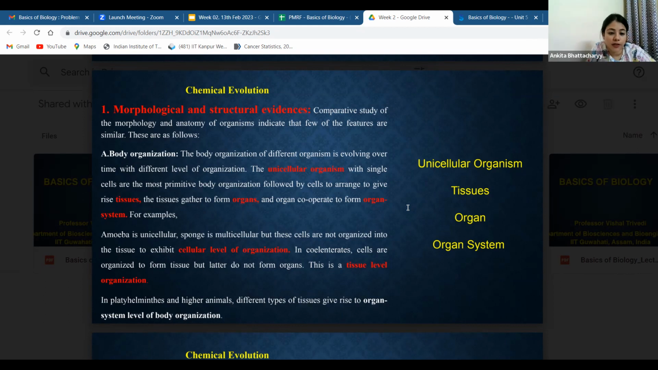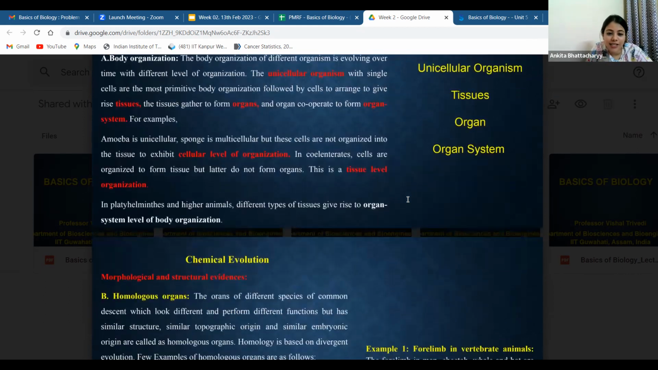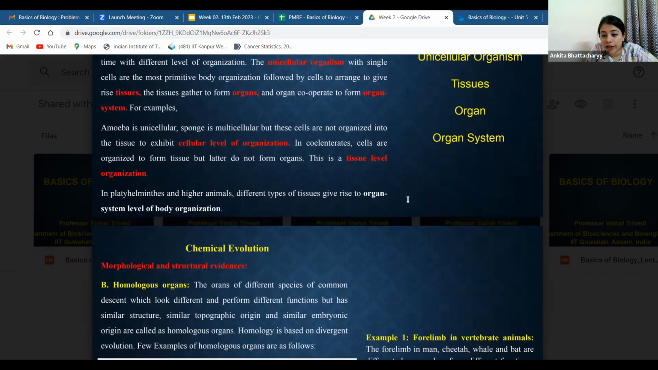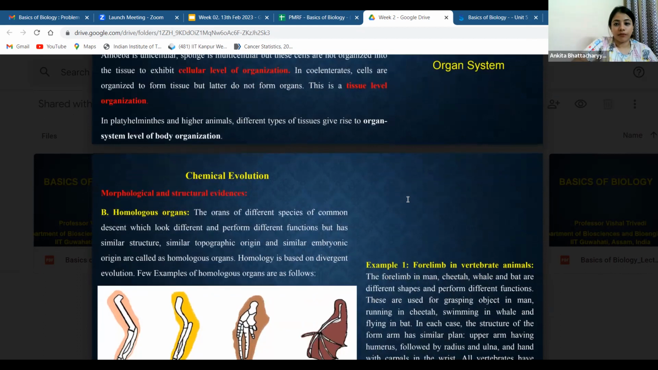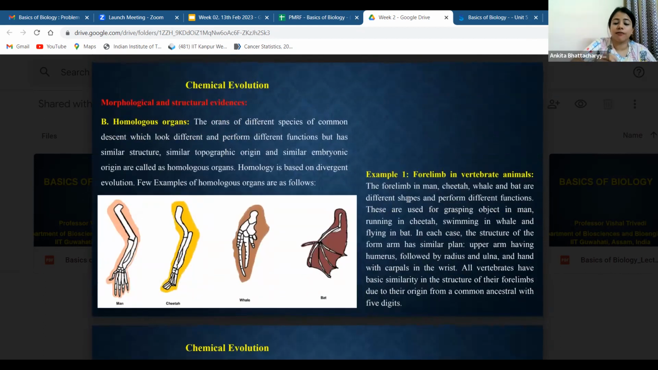So here you see some examples as well, how amoeba has cellular level organization, whereas platyhelminthes and other higher organisms have this organ system, like I just mentioned. So you need to have that functional division of labor to make sure that an organism can function properly and smoothly. Then comes homologous organs. We have discussed this as well. They look different, perform different functions, but they have similar origin, both topographic and embryonic origin, with similar structure, but they are performing different functions. So they have diverged over time.